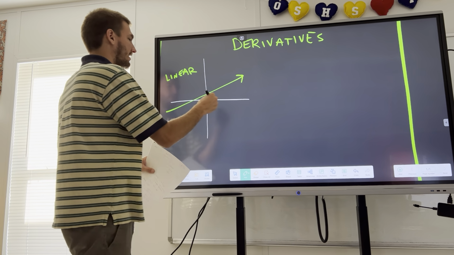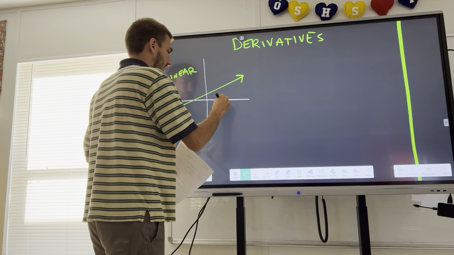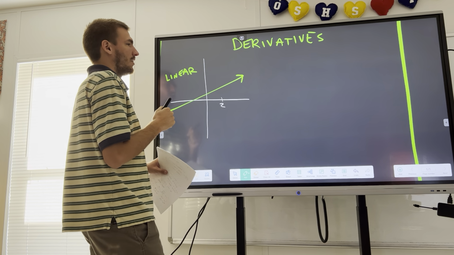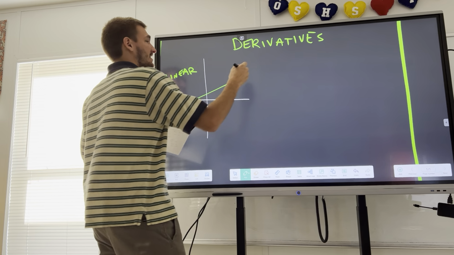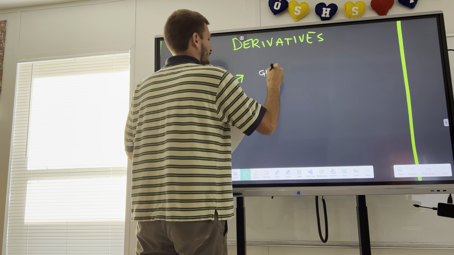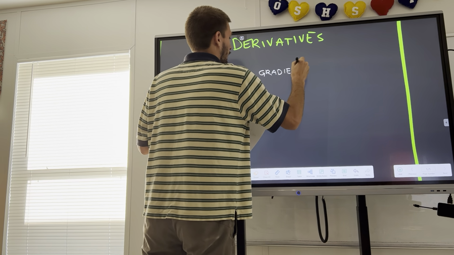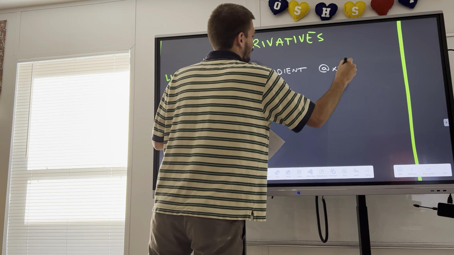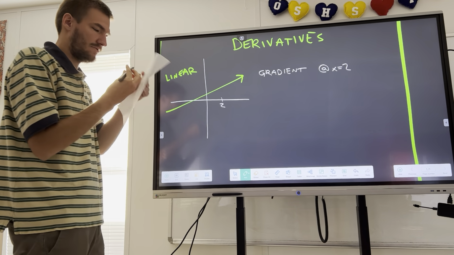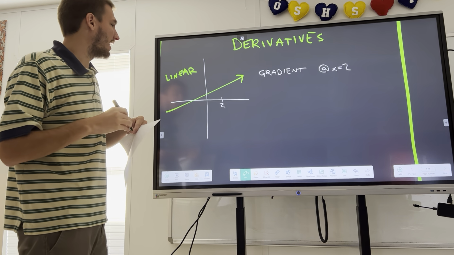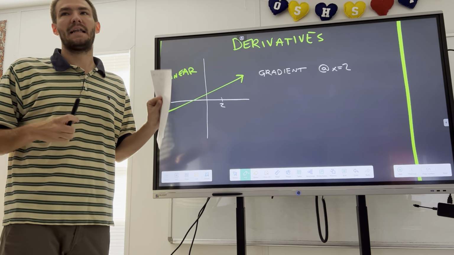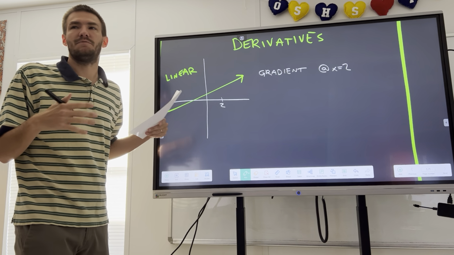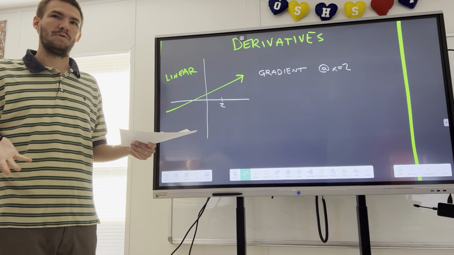And so we could ask ourselves here, put a 2 there, what is the gradient at x equals 2? God, this pen is so whiny lately. What is the gradient at x equals 2? As it stands now, I just kind of drew a random picture up here and we don't have enough information.